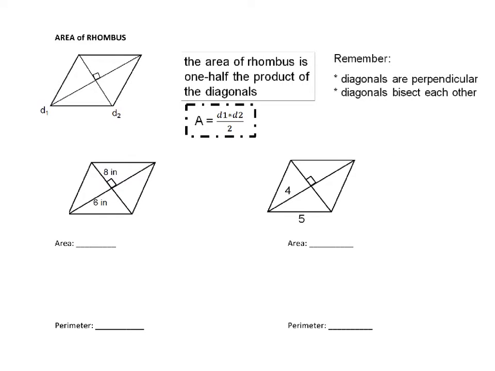Now let's look at the area of a rhombus. So our rhombus has a unique area formula, and that is that you would take the first diagonal and multiply it by the second diagonal, and then you would divide that by 2.